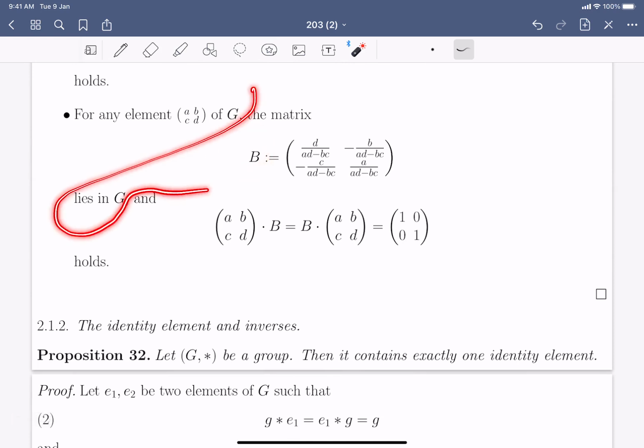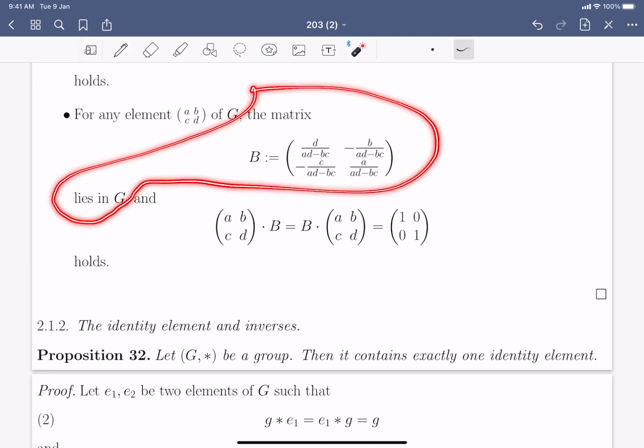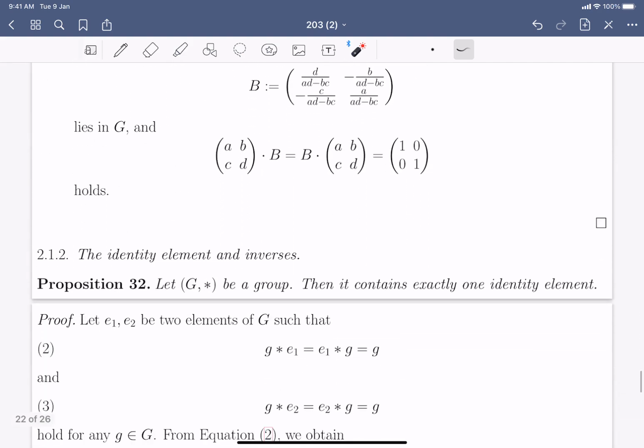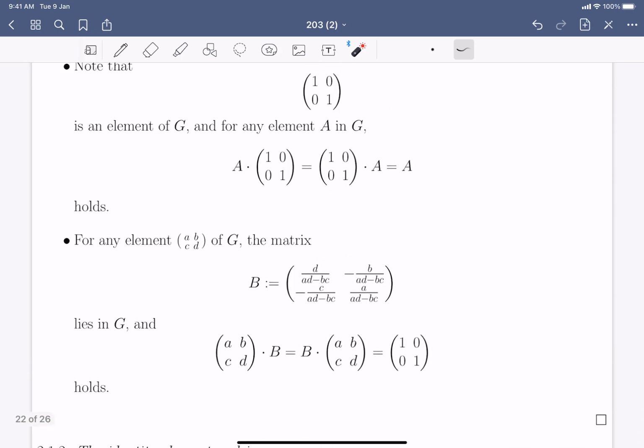So for this statement, one has to spend some time to verify that this matrix lies inside G. Anyway, make sure that you realize the importance of this discussion. You can also do it by hand. You can look at the inverse of each and every element. That's fine, nothing wrong. But yeah, this has to be verified.